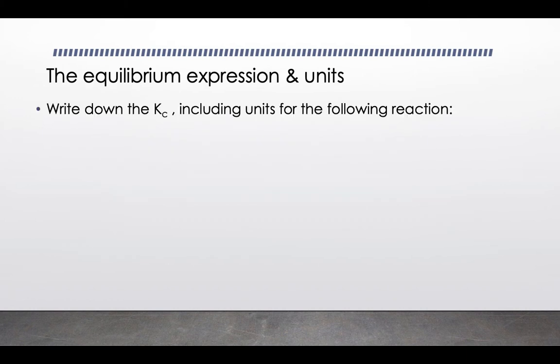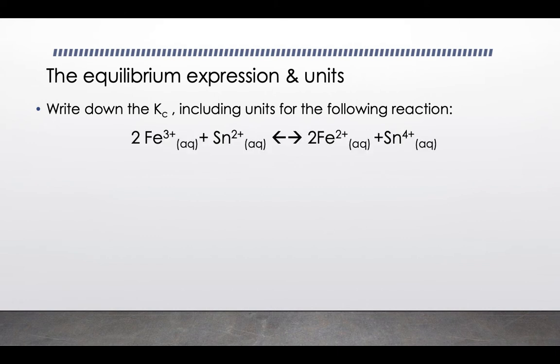So, the equilibrium expression and unit is dependent on the reaction written. For example, in this case, iron 3 reacting with tin 2 to produce iron 2 and tin 4. How do we write the equilibrium expression for this equation? Remember, the Kc expression is when we put the concentration of the products to the power of its coefficient multiplied together over that of the reactants. So in this case, the Kc should be written in that way.